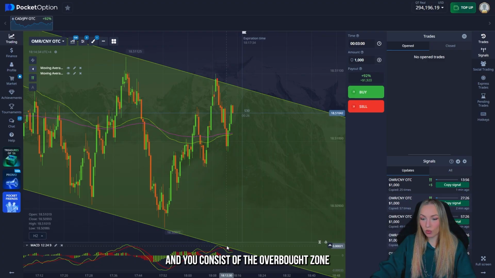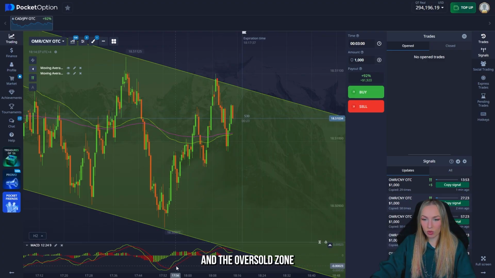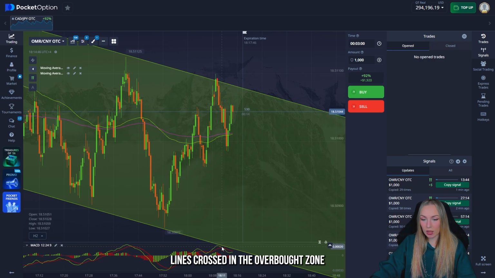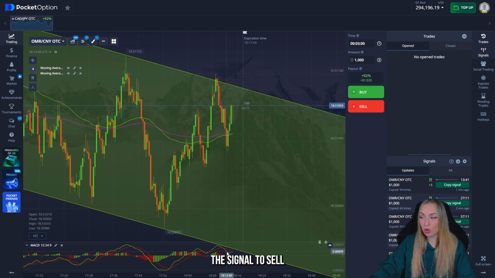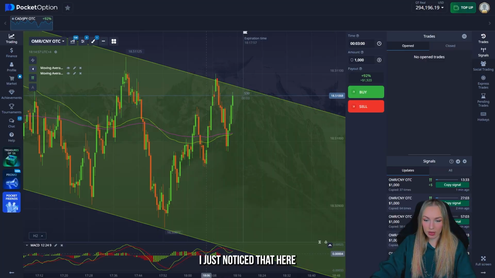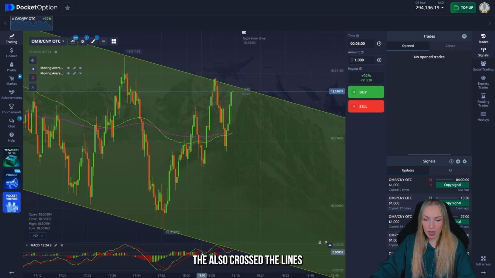MACD consists of the overbought zone, the zero line, and the oversold zone. As you remember, I already explained it in one of my previous videos. Anyway, the MACD lines crossed in the overbought zone. For me that is the signal to sell this asset, to enter in the downward direction. Though, you know what, I just noticed that here they also crossed the lines, and then they crossed here, but a little bit higher than here, right? So this signal was actually a false signal.